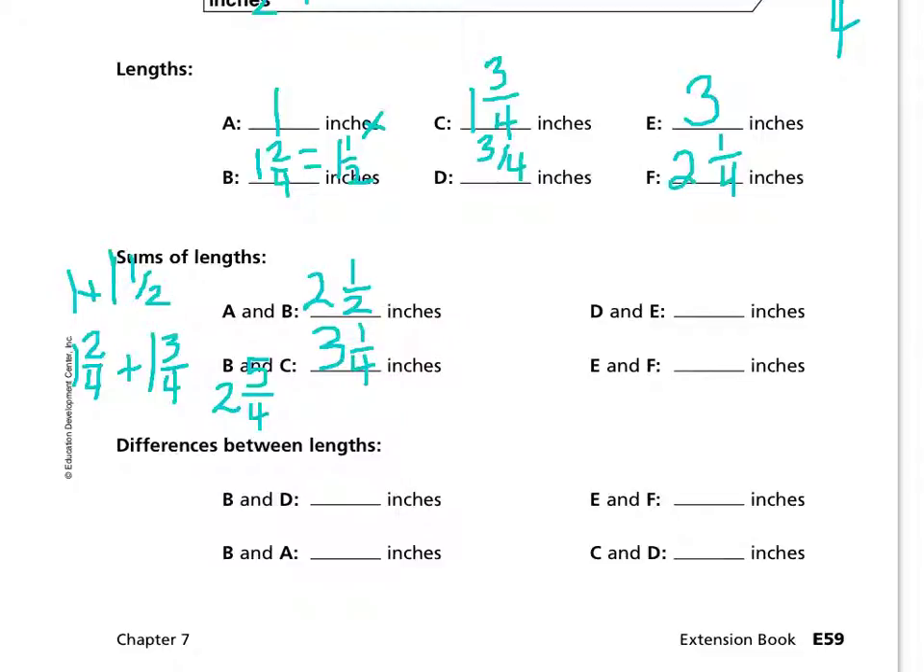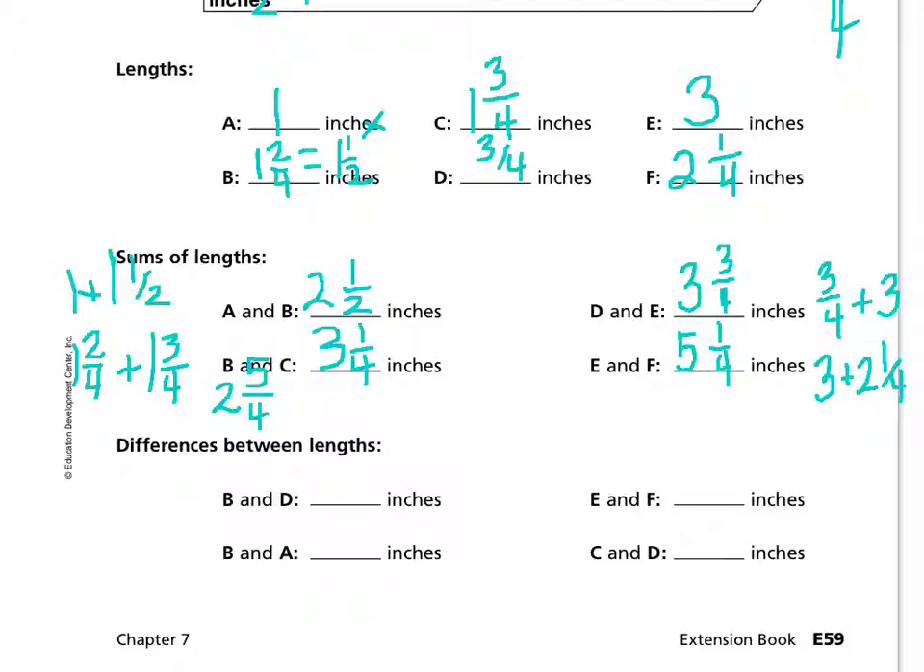Letter D and E. So I have 3/4 plus 3. Well, the only whole number I have is 3, and then the only fraction I have is 3/4, so it's 3 3/4. Letter E and F, so I have 3 plus 2 1/4. The whole numbers 3 and 2 would equal 5, and then the only fraction I have is 1/4.